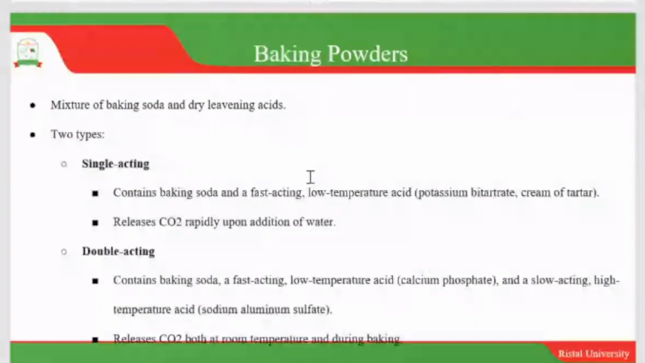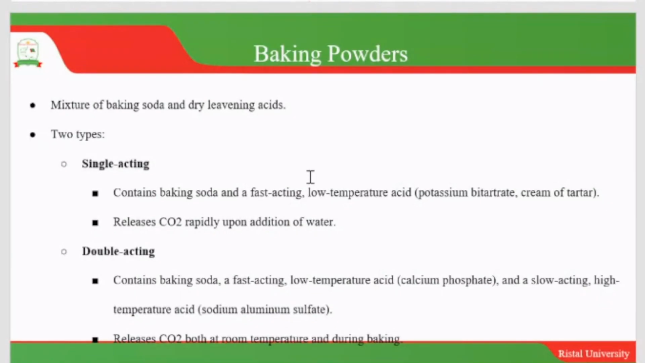Also, we are saying this releases carbon dioxide rapidly due to addition of water. Also, we are saying double acting containing baking soda as fast acting at low temperatures, such as the calcium phosphate, and slow acting at high temperature acids, such as the sodium aluminum sulfate. So this releases carbon dioxide both at room temperature and also during baking. However, for the single acting, we are looking at it releasing carbon dioxide on addition of water.